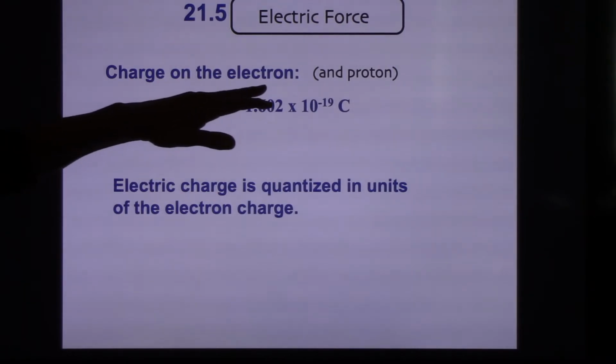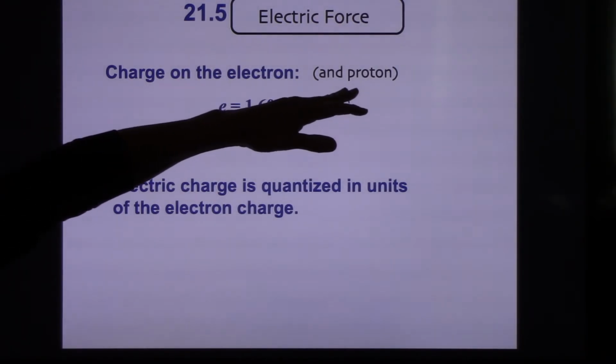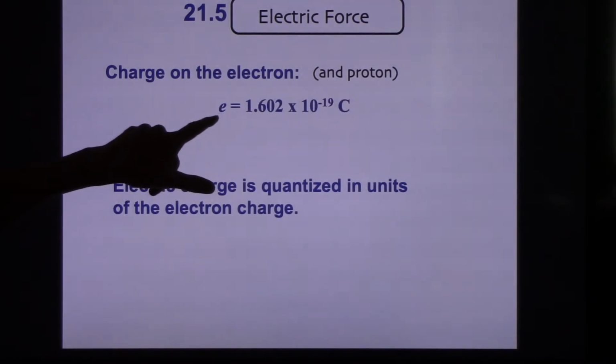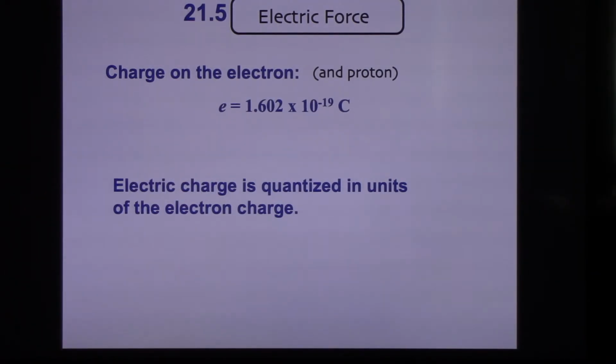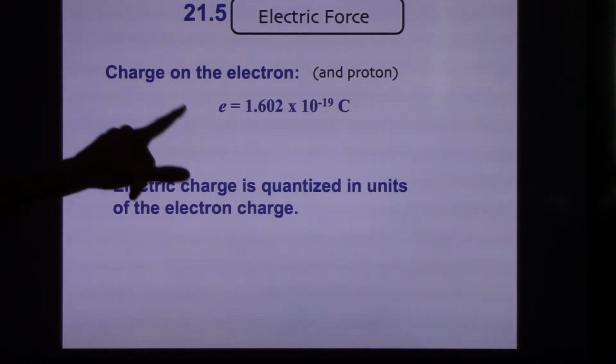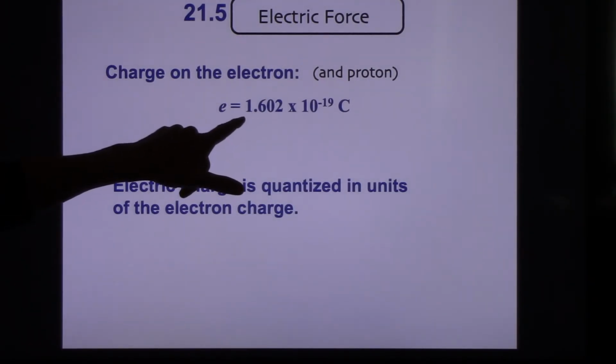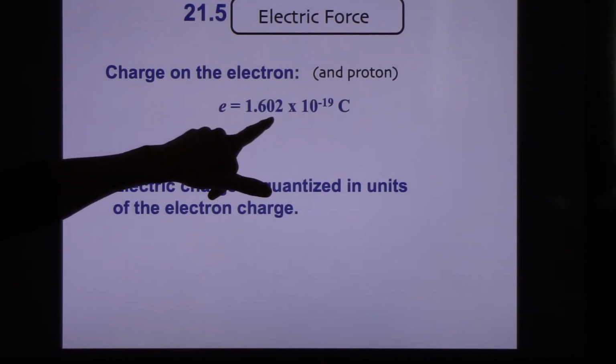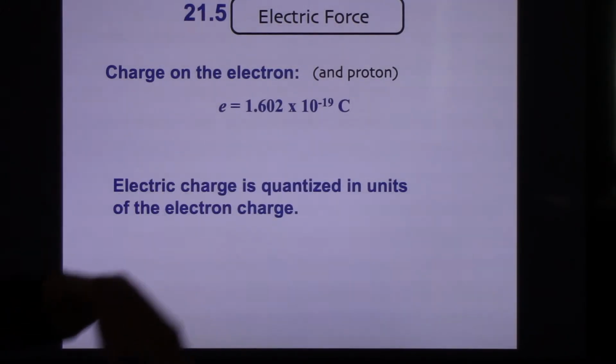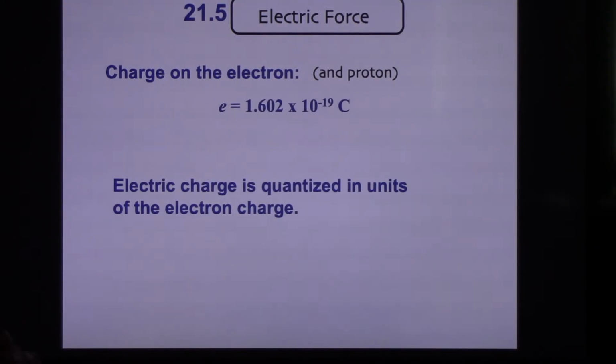Now, each individual electron and each individual proton has this fundamental charge, and I should have written fundamental charge here, I didn't. If I was going back and editing now, I'd add that in. That fundamental charge is 1.60 × 10^-19 coulombs. That's a very important number for us.